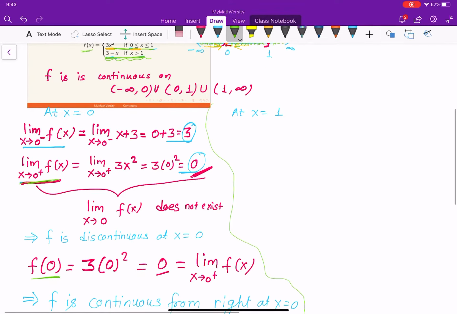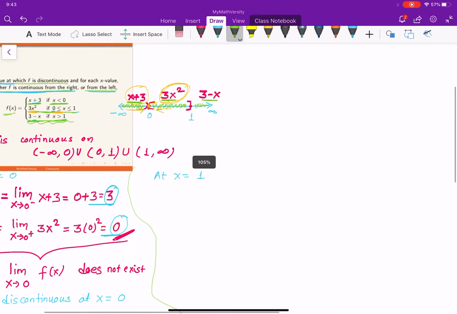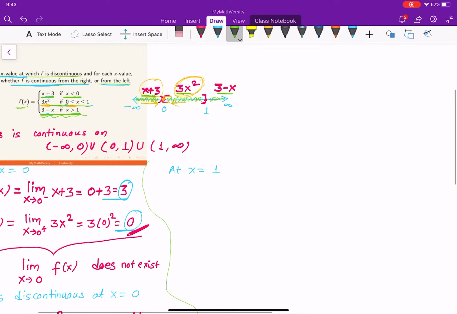Okay, let's try to check the similar type of thing over here at x equal to 1. What do we need to do? Well, we just need to check whether the limit of the function at 1 is equal to the value of the function. To do that, we need to find the left side limit and check if it is equal to the right side limit, to conclude if the limit exists or not, right?